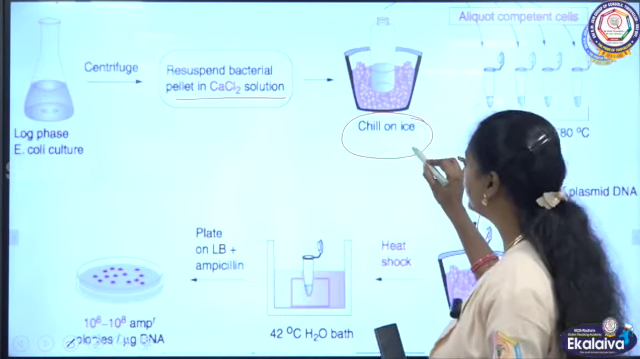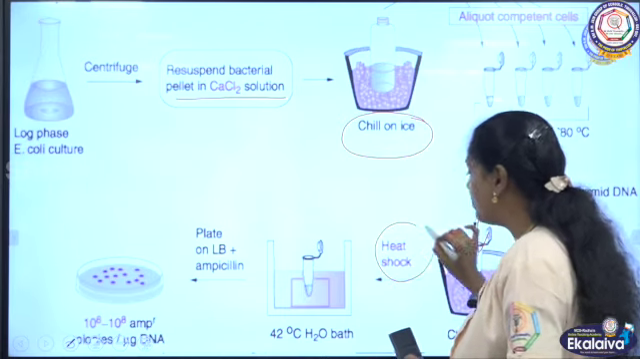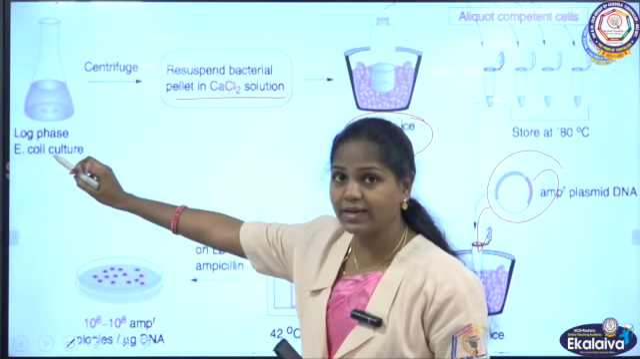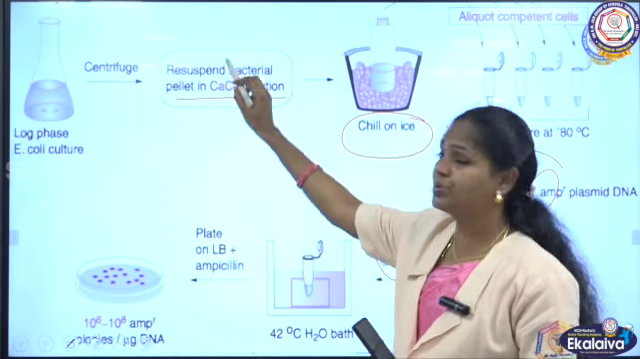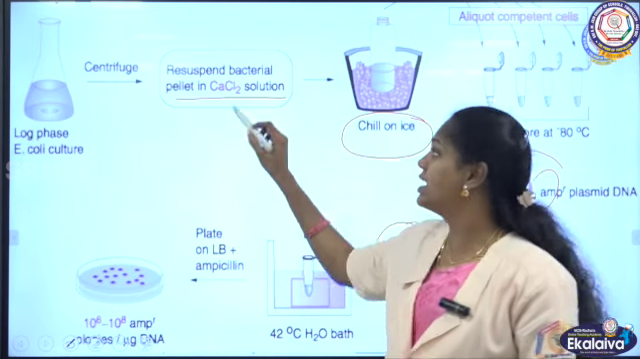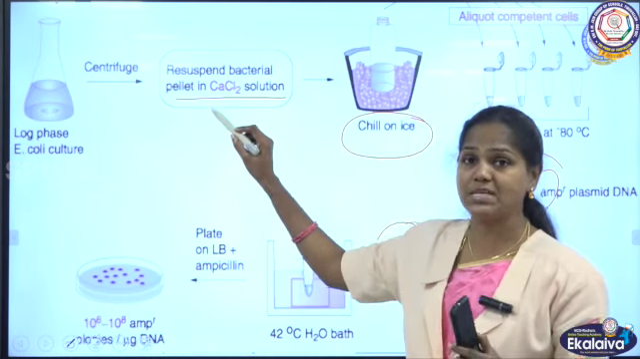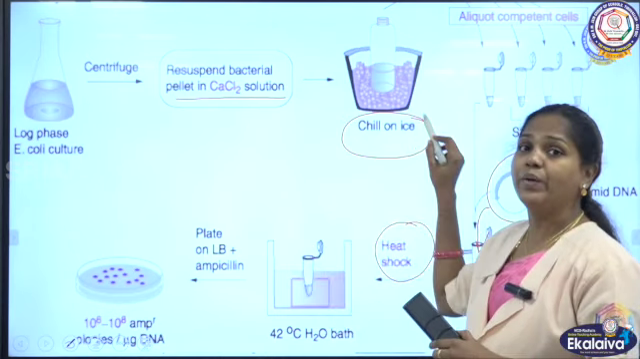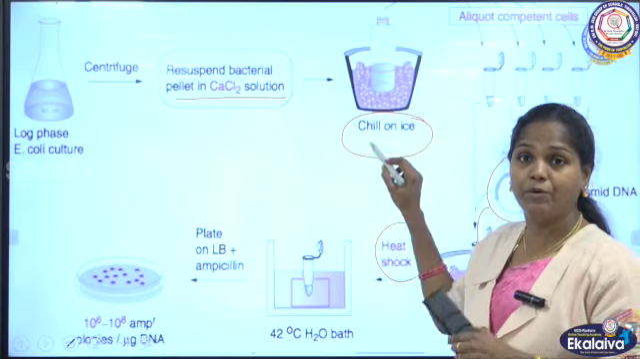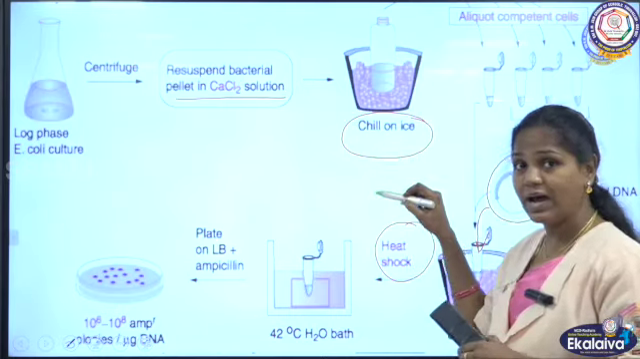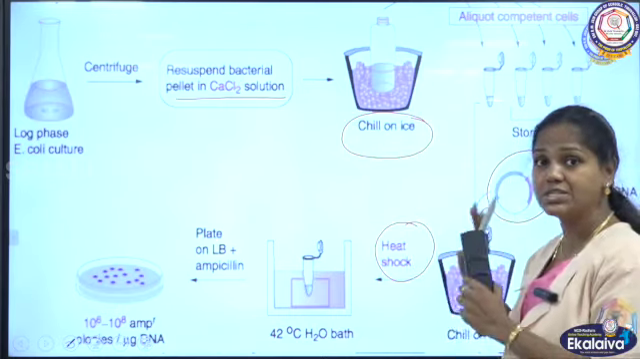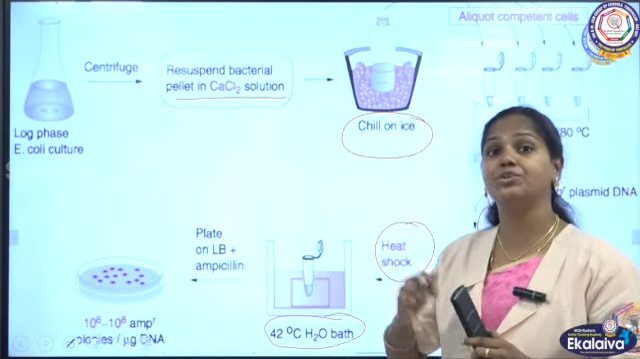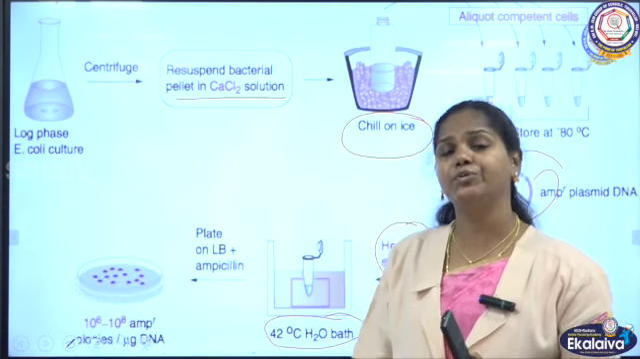Then the incubation temperature is increased. Is that clear? First we take a culture broth which is centrifuged to collect the pellet, that is bacterial cells, and the bacterial cells are suspended in the calcium chloride solution, which is incubated at a very low temperature with the help of ice. Then it is added with our rDNA. Then this combination of host and rDNA is changed to a temperature of 42 degrees Celsius.